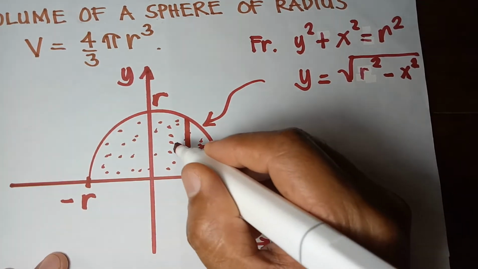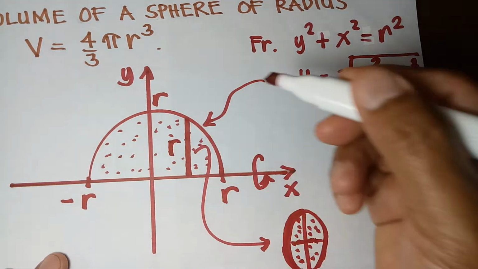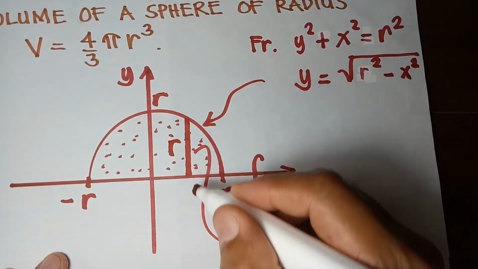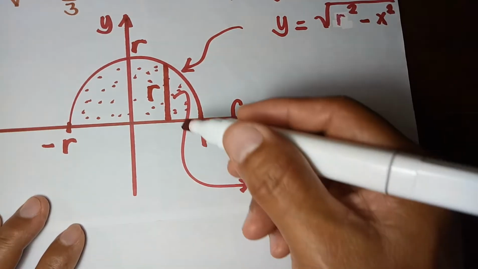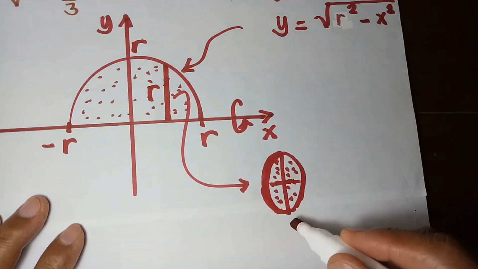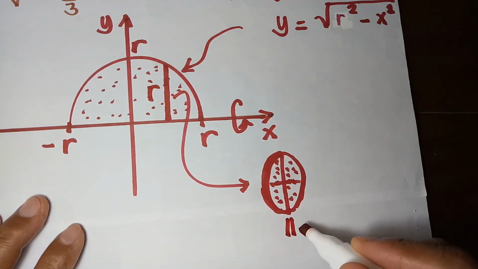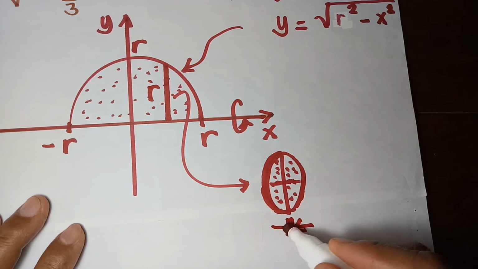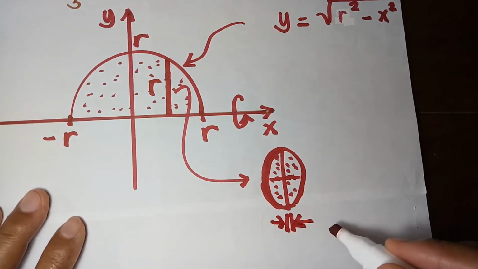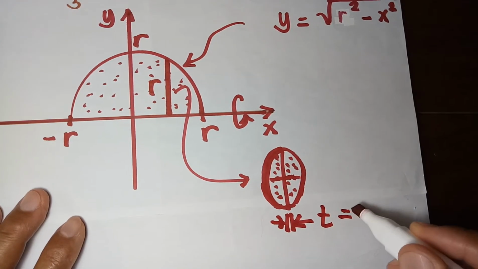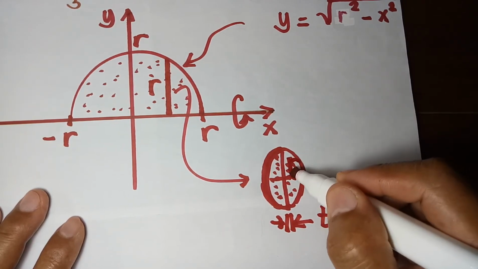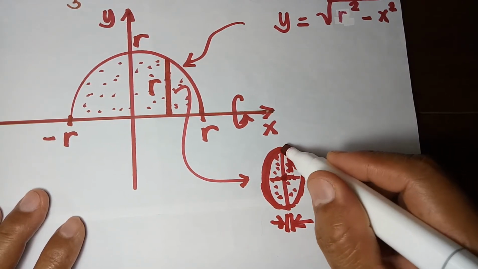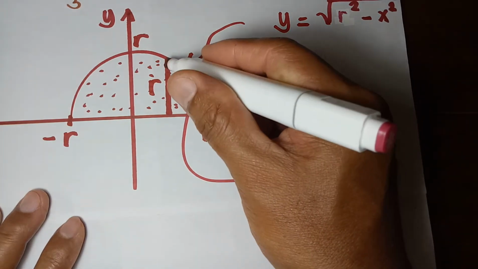So, this is our r. And then, since the circular disc is perpendicular to the x-axis, our thickness is dx. So our thickness equals dx. And this is our r, from here up to here. This is that distance.